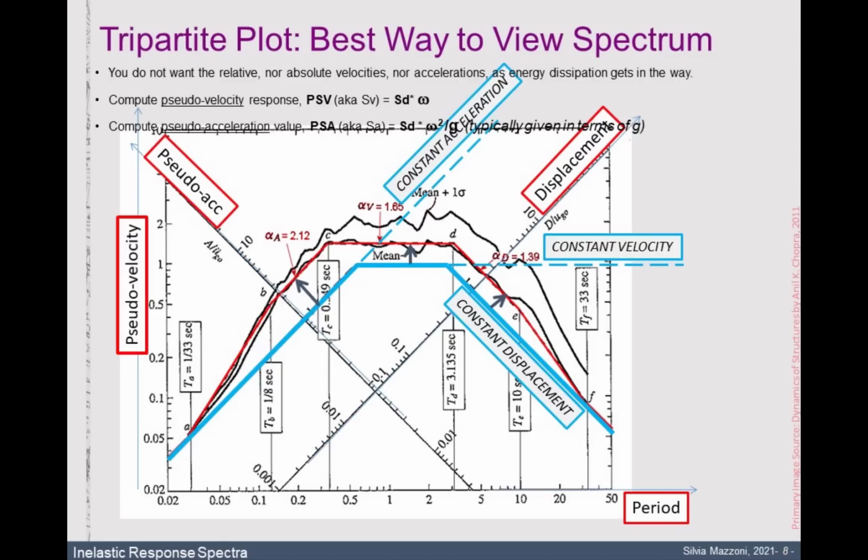Here's a fun way to plot a response spectrum, which is really the ideal. It's called the tripartite plot. Because of the relationship between the period, the velocity, and the acceleration, you can plot all three of them in one plot, where the horizontal axis is the period, and you've got different angles for the acceleration, velocity, and displacement response spectra. You'll often see this, and it's a neat way of looking at the plot.